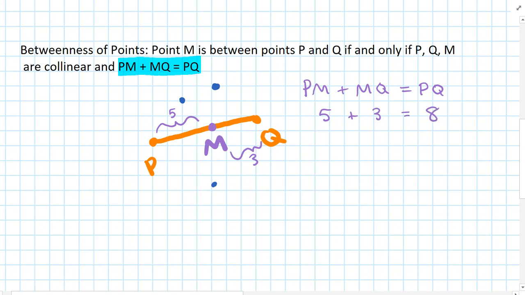And again, you'll see that we're talking about the measure or the length of these segments, so we don't have a line over the top. We're just talking about the measure of this segment here, and the measure of this segment is equal to the measure of this segment.